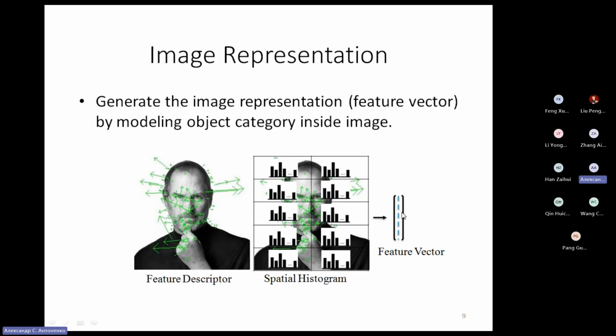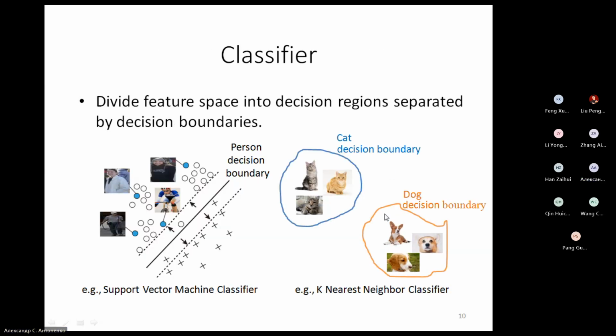So we obtain some feature vector. Then we can use some classifier. For example, here are two examples of classifiers: support vector machine classifier and k-nearest neighbor classifier. So we need to divide feature spaces into decision regions.